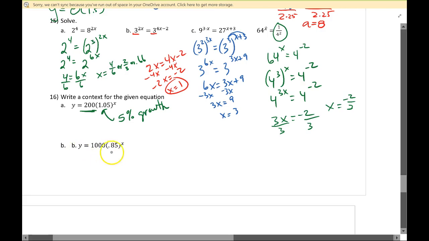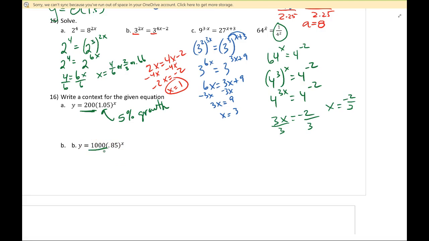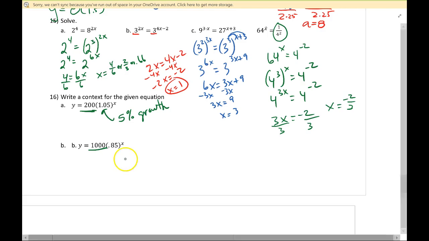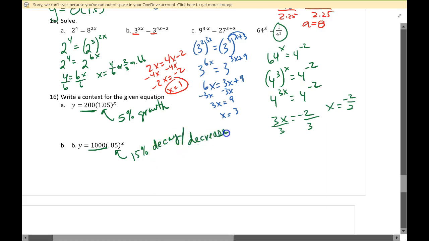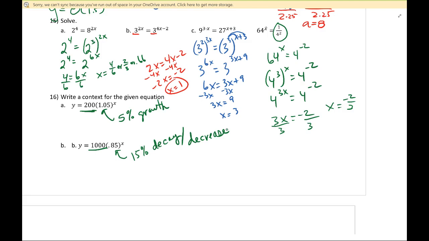And the same thing on B. It starts at 1,000. So whatever your context is, there's 1,000 fish, there's 1,000 baseball cards, 1,000 whatever, okay? It needs to start with that. And then you have to recognize that this here is 15% decay or a decrease. And so whatever your context is, you start with 1,000 and it decreases or decays at a rate of 15%.